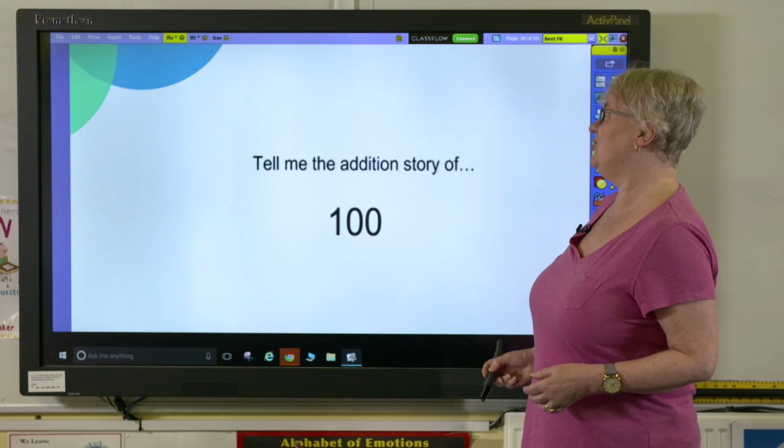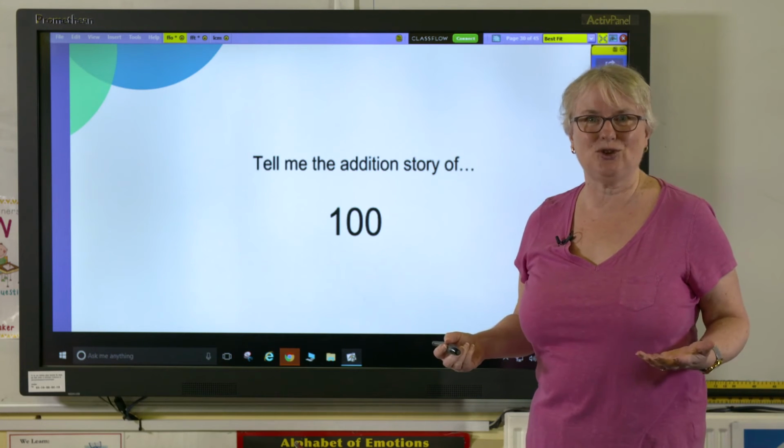Okay. This is another fun way of learning number bonds. This time I'm asking children to tell me the addition story of 100. So they can choose. They could come up with something like 73 add 27 makes 100. So Farmer Giles, he's got 73 sheep in his field and he wants to call his farm the 100 farm. So he goes out and he buys himself 27 cows so that he's got 100 animals altogether.